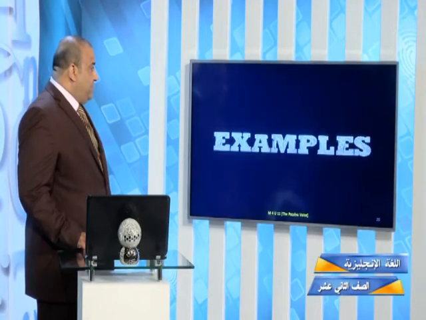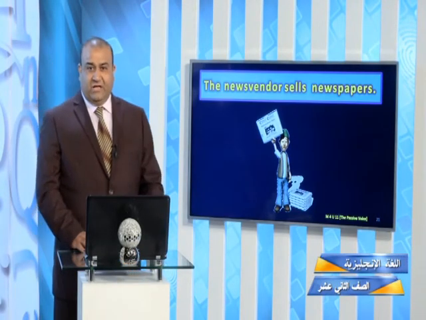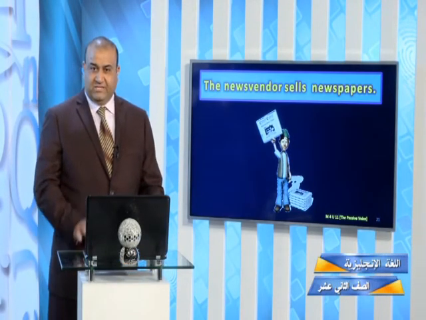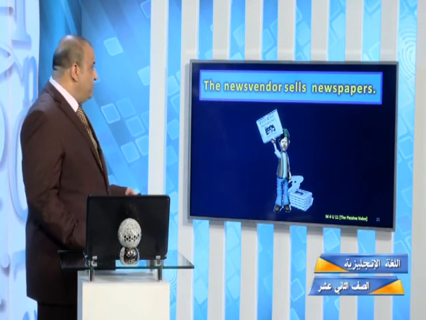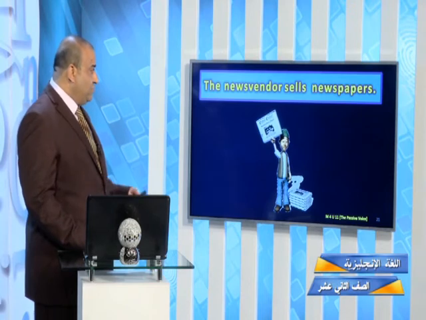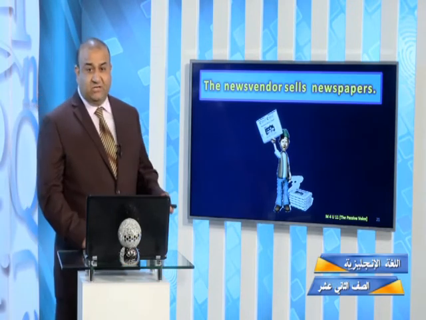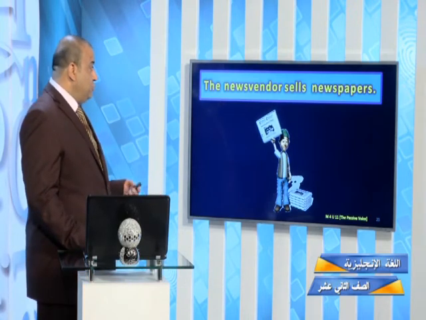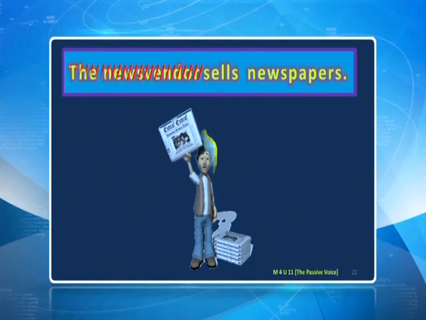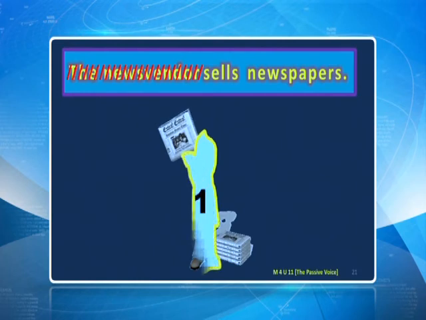Let's take some examples. Again, back to our sentence. I try to stick to the same sentence in order to make things easier and simpler for you. The news vendor sells newspapers. We'd like to formulate the sentence from active into passive. So the first thing you have to do is to get rid of the doer, or the subject of the sentence. Why? Because it's no longer important in the passive voice sentence.